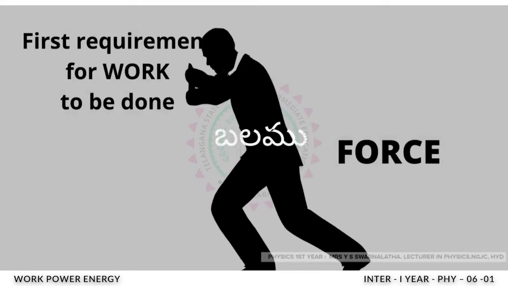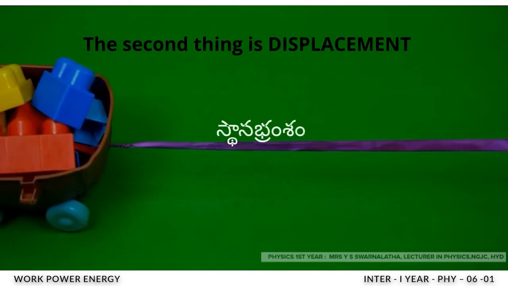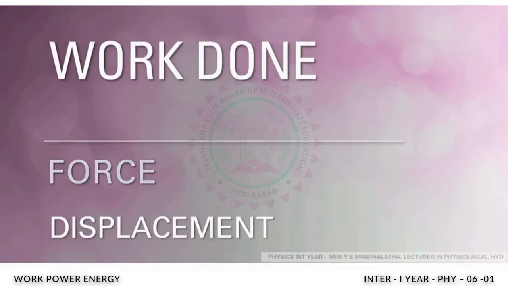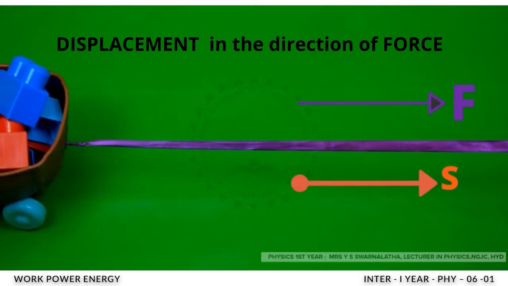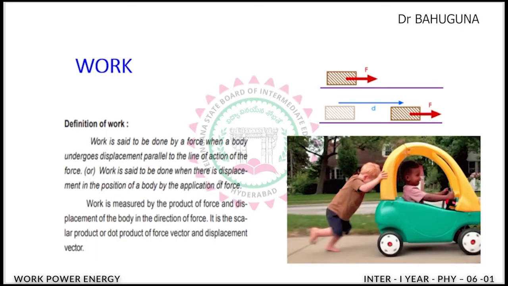First requirement for work to be done is force. The second thing is a displacement. So work done is nothing but the product of force and displacement. Here force and displacement are in the same direction. So work is said to be done when a body undergoes a displacement parallel to the direction of force, or work is said to be done when the position of the body is displaced by the application of force. And work is measured by the product of force and displacement of the body in the direction of force.